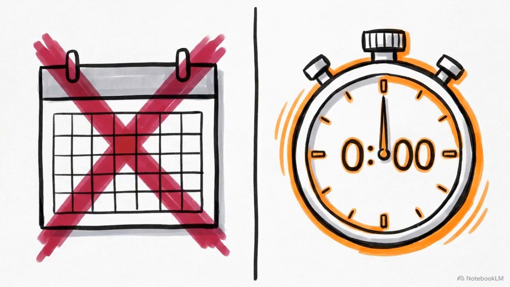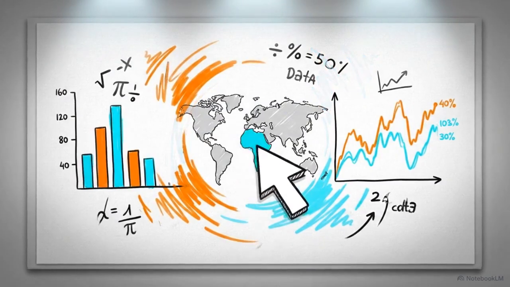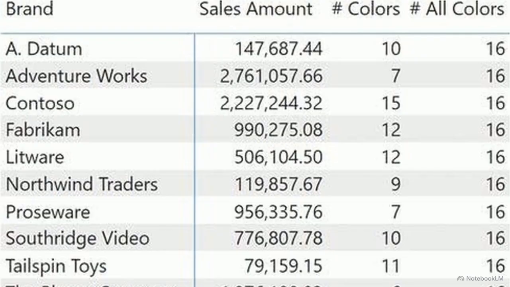Measures operate under the exact opposite constraints. They do not compute during a data refresh. They evaluate at query time, reacting the millisecond a user interacts with a report. Because measures are evaluated on the fly, they possess no inherent awareness of individual rows in a table. They only understand aggregate selections. This matrix shows sales amounts and color counts sliced by different product brands. Look at the intersection for the brand Contoso. The measure calculates $2.2 million.